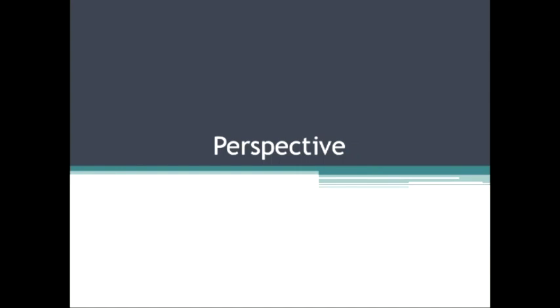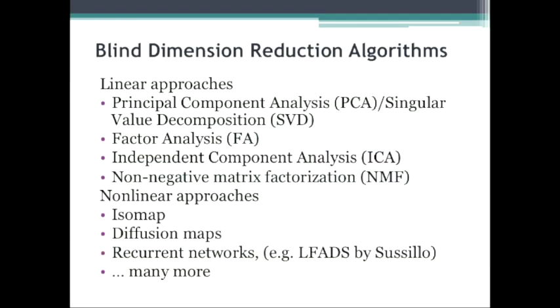Okay, some perspective. So I've talked about three methods, and that's by no means exhaustive. These happen to be the three most popular methods in neuroscience, but they are by no means the only methods available. So this is more for your reference later, but I'm going to first summarize a group that I'm calling blind dimension reduction algorithms, meaning that all you're using is the neural activity data itself.